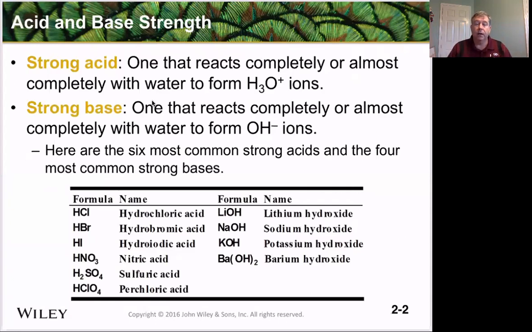Most commonly, our strong acids are things like HCl, HBr, HI, nitric acid, sulfuric acid, and perchloric acid, okay? Our strong bases tend to be those metal salts like lithium hydroxide, sodium hydroxide, potassium hydroxide, okay? These are what we consider the very strong acids and strong bases because they almost completely dissolve and almost completely dissociate, okay?